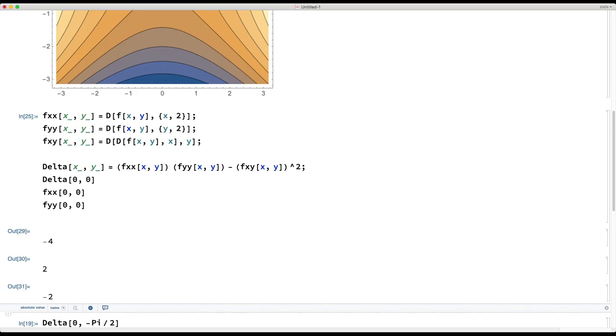Actually, the monkey saddle would be a good example. Let me remind myself what that equation is real quick, because I always forget it.